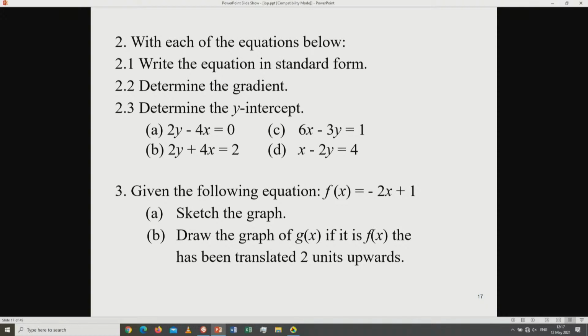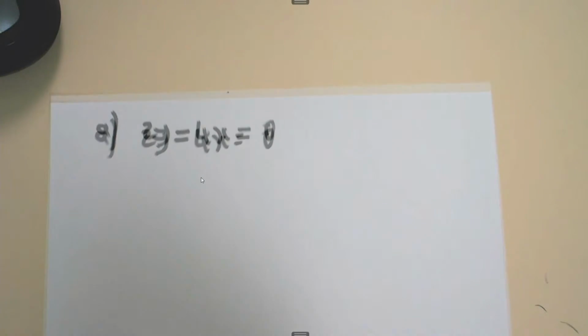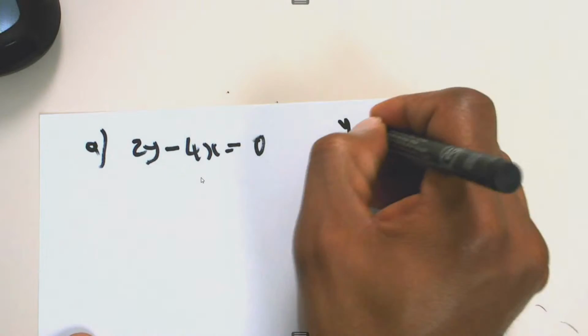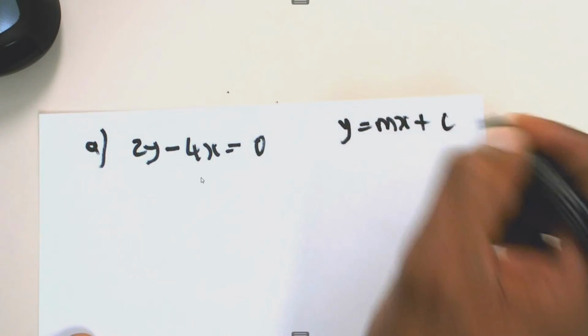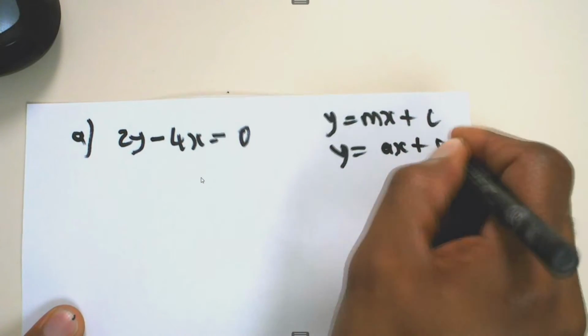What is the standard form? y is equals to mx plus c, or y is equals to ax plus q. Then the second question is determine the gradient. It means now you must write the gradient of that equation, and thereafter we write the y-intercept. Let's see what we are getting. The first one is to write the equation in the standard form. The standard form, y is equals to mx plus c. That is the standard form, or y is equals to ax plus q.